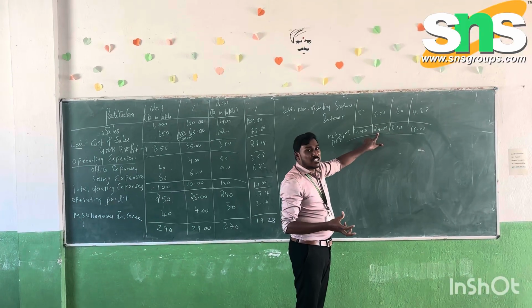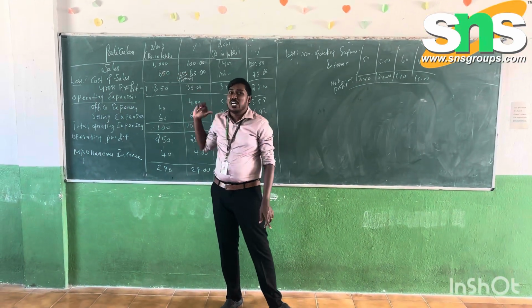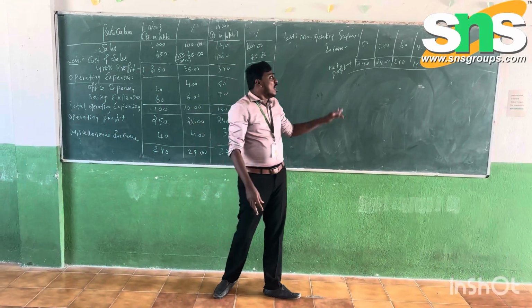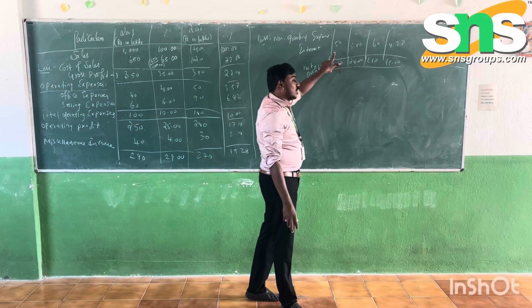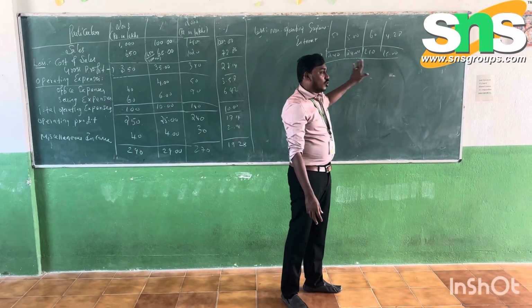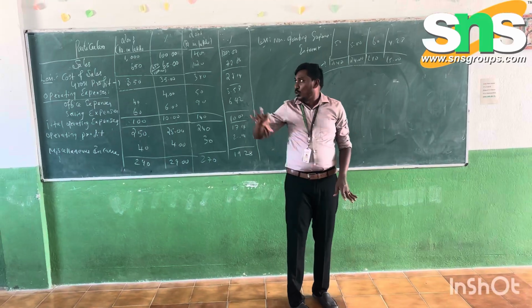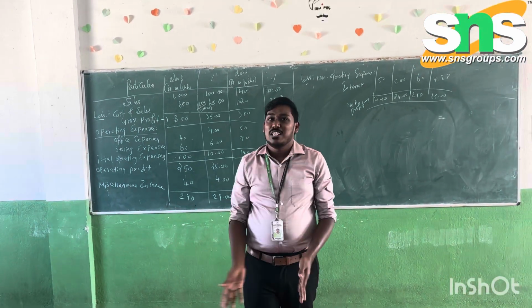How do we do the percentage? We divide this 240 by 1000 into 100. This should be the base. This is the comparative analysis of the income for the years 2003 and 2004. Thank you.